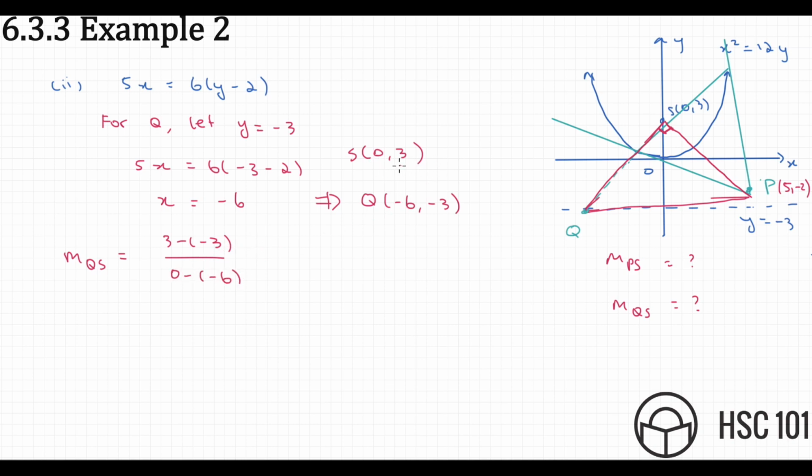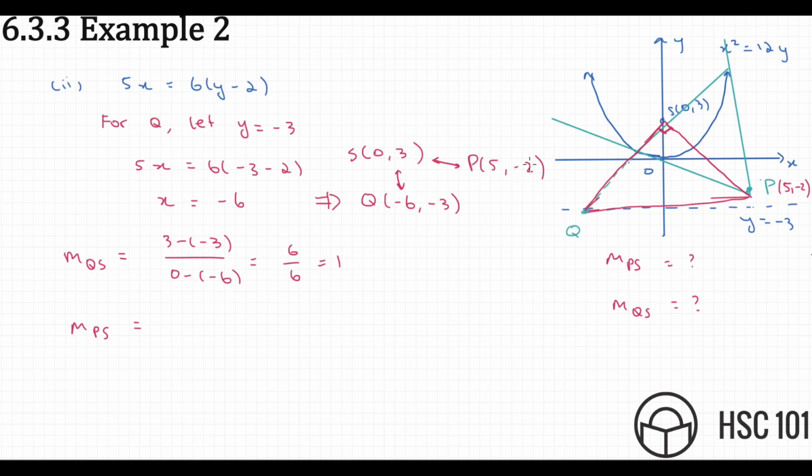That's just y2 minus y1 divided by x2 minus x1, and that's going to be 6 over 6. So the gradient there is just positive 1. Then I need to check out the gradient from P to S. Of course, take note that P is given by (5, -2). So I'm looking for the gradient of PS. Earlier, I looked for the gradient of QS.